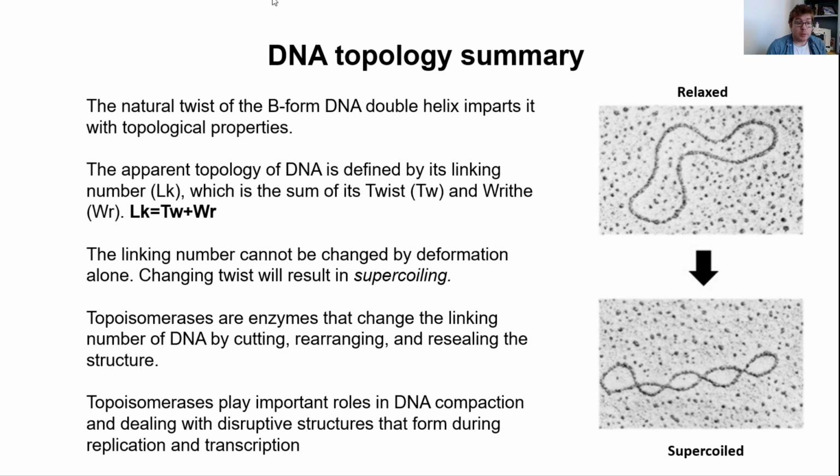So we also learned that there are topoisomerases that are enzymes that change the linking number of DNA by cutting, rearranging, and resealing the structure. And these topoisomerases can then be used to underwind DNA to promote formation of supercoiled structures for helping pack the genome down. And they also play important roles in dealing with the disruptive structures that form during replication and transcription, where you have some local unwinding that's going to create supercoils upstream or downstream of the structure that can disrupt enzyme activity.